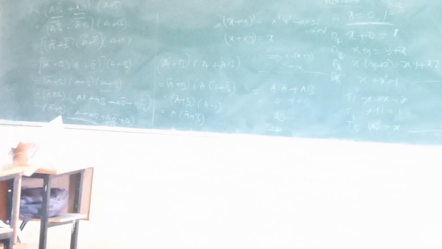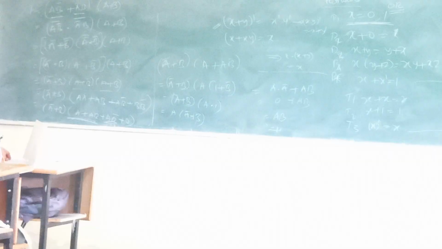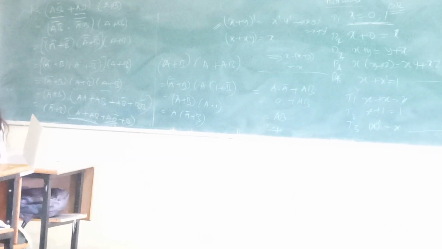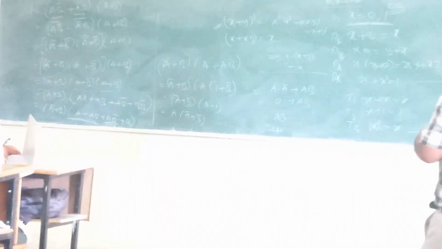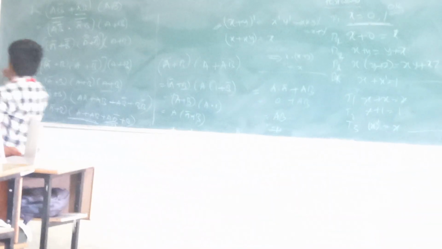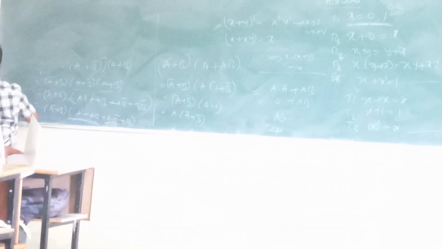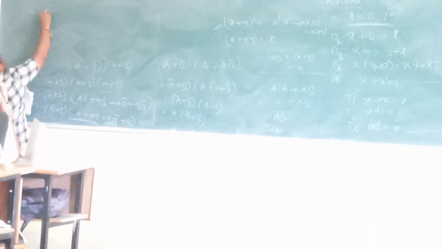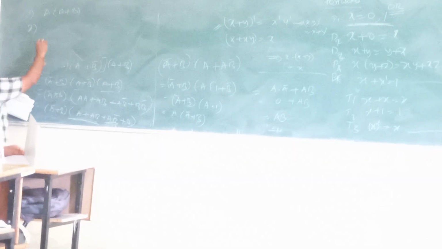A into (A plus B). A into (A plus B). Simplify the following boolean functions. Okay, just take up the boolean function A into (A plus B). We simplify this one, and the second one is A plus B.